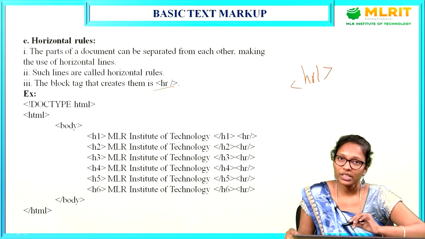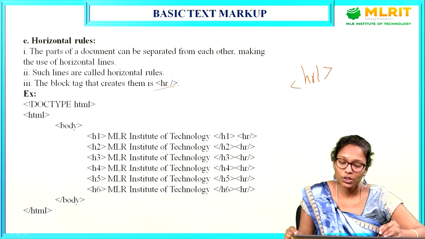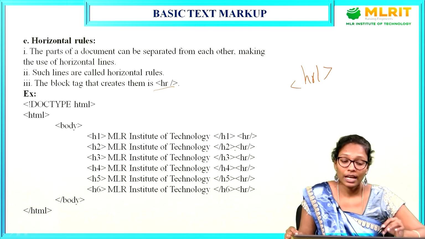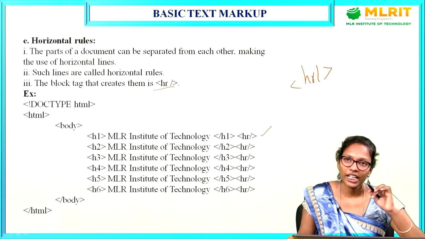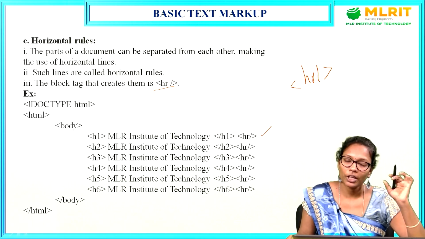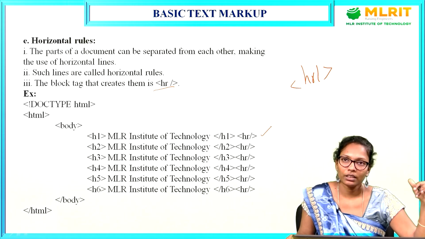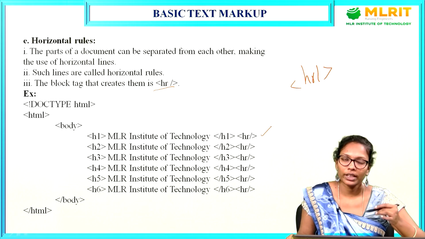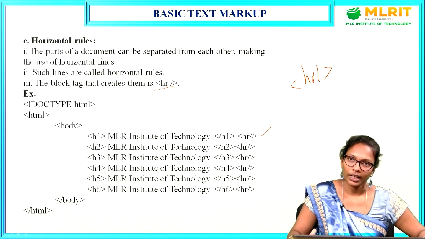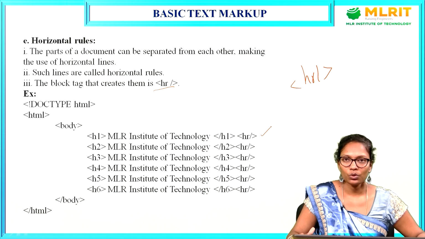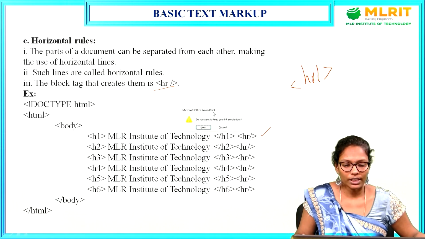I'm using different types of headings here again: H1, H2, H3, H4, H5 and H6. Along with that, I'm using the HR tag. That means H1, MLR Institute of Technology, will be displayed, then immediately after that I'll get a line, that is the horizontal line. Then the H2 heading, then again a line. Again a heading, again a line. Like that it will be repeated six times.